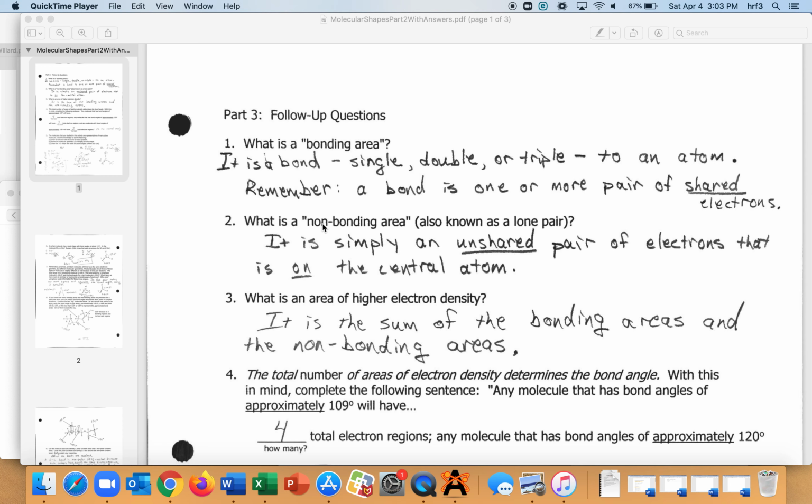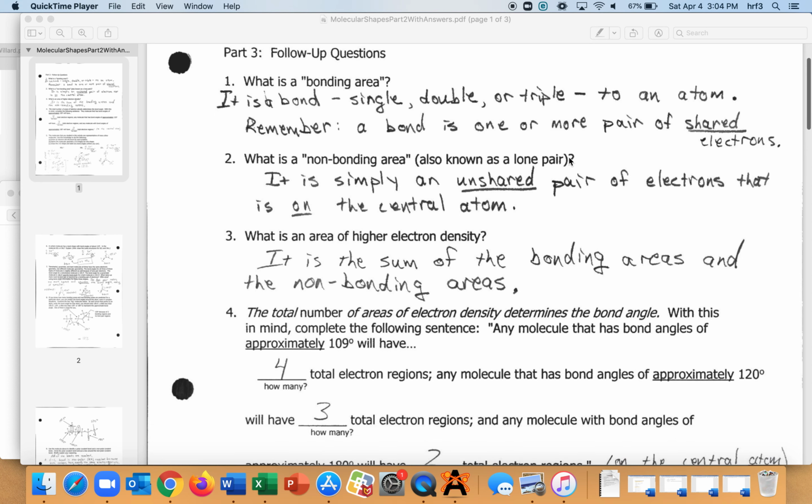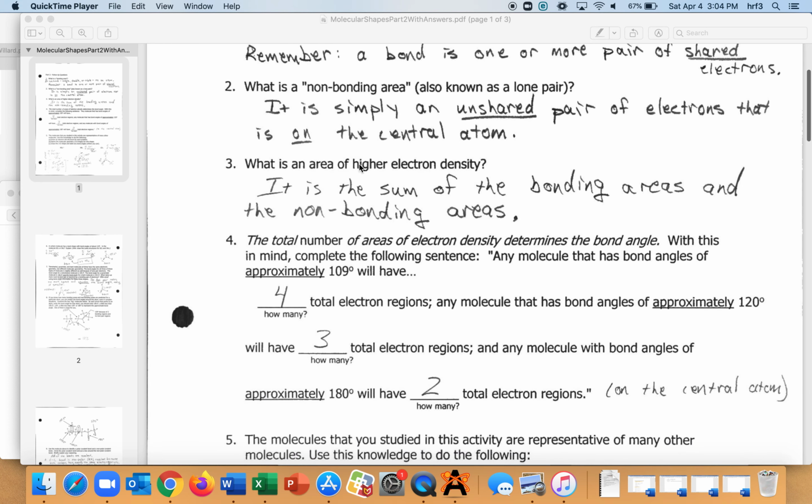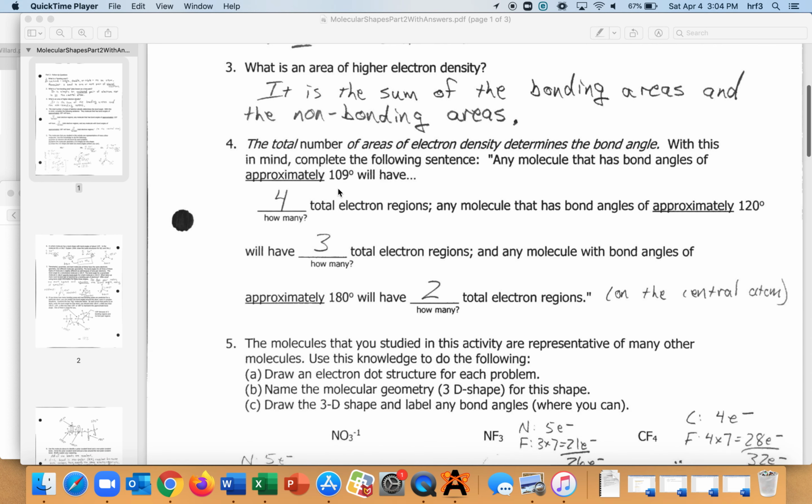So we know a bonding area is a single, double, or triple bond, doesn't matter, to an atom. Non-bonding area, lone pair, is an unshared pair, and then the areas of high electron density are the sum of those two. So if we have 4 regions, that's the 109.5. If we have 120 degree angles, that's 3. If we have 180 degree angles, that's 2.